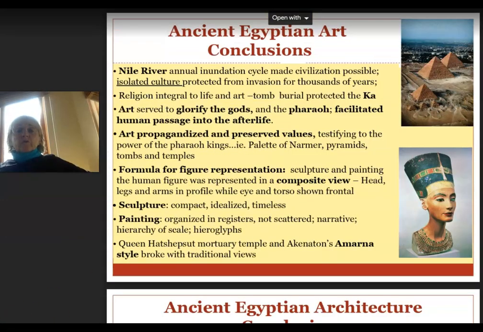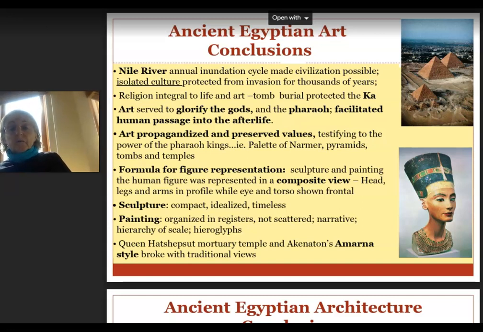So remember, for ancient Egyptian art, the Nile River was very important. The annual inundation brought rich soil to the land so they could grow crops and be successful economically. The religion was pretty complex. It incorporated the importance of moving the deceased into an afterlife. They had Ka statues. They wanted to protect the soul, or Ka, into the afterlife. The art served to glorify the gods and the pharaoh and facilitate a human passage into the afterlife.